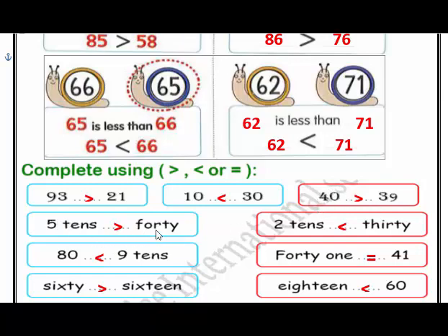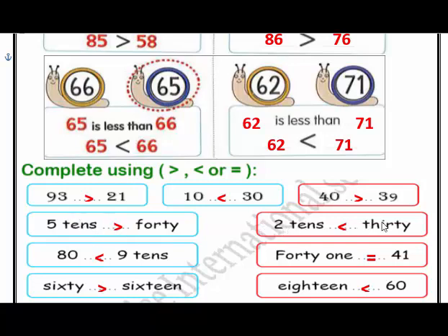5 tens and 40. When we write 5 tens, we have to cross tens and put 0 to be 50. 5 tens equals 50. Again, 5 tens, cross tens, put 0, 5 tens equals 50. This is 50 and this is 40. Which is bigger? 50. Remember, the mouth of the fish eats the bigger, so the mouth is eating 50.